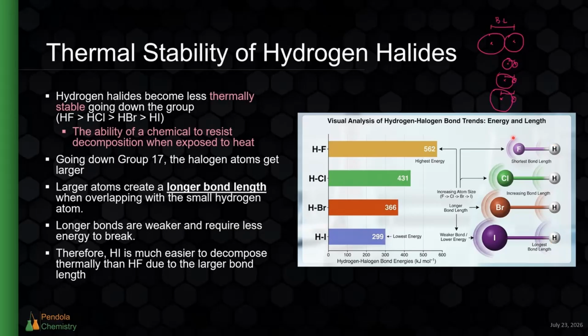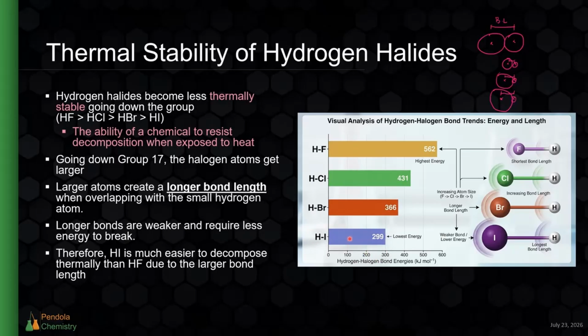Meaning that the hydrogen-iodine bond is going to be a lot easier to break and requires less energy to break than hydrogen-fluorine bonds, and therefore it is easier to decompose hydrogen iodide than it is to decompose hydrogen fluoride. So hydrogen iodide is less thermally stable than hydrogen fluoride for this reason. So make sure that you remember that, because you will need to be able to explain this. Explain not just the trend in thermal stability of the hydrogen halides, that they get less thermally stable as we go down the group, but also why.